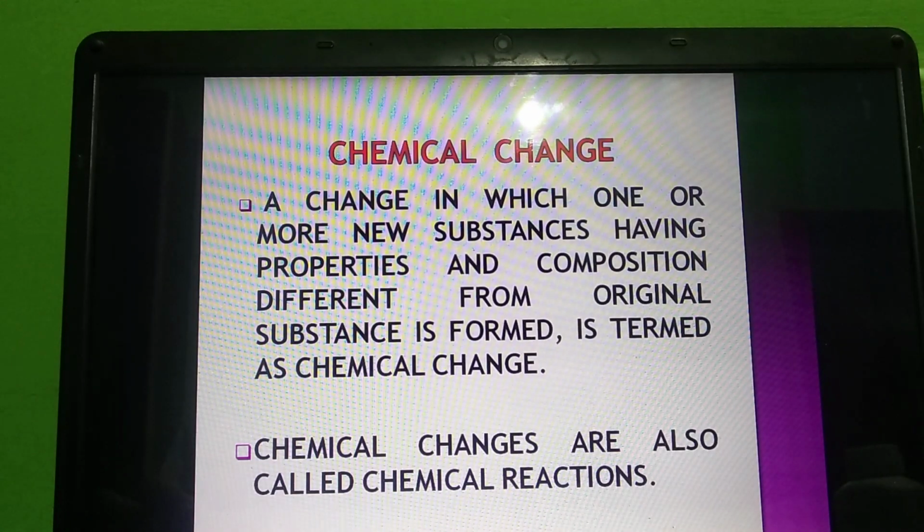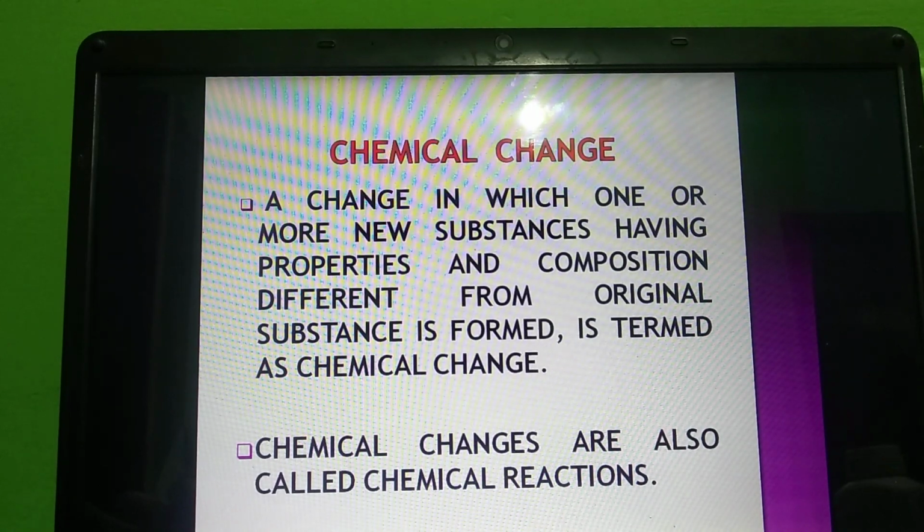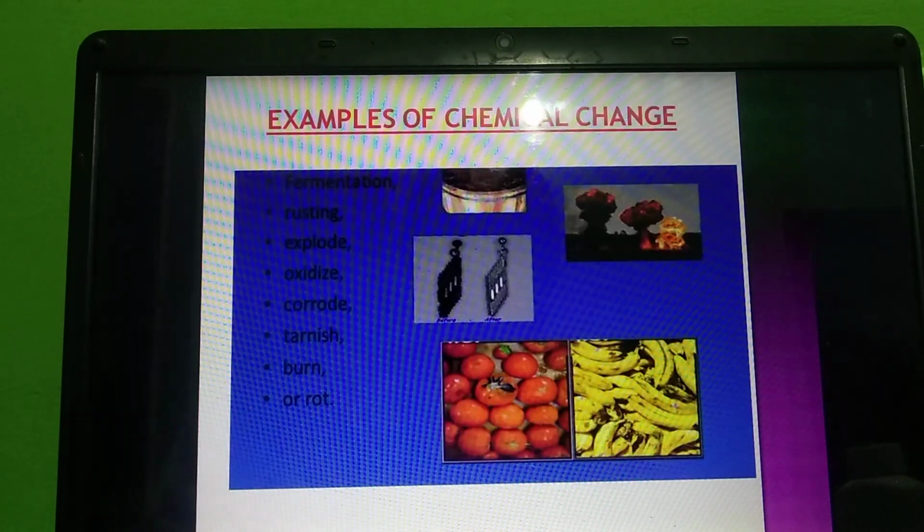Chemical change is a change in which one or more new substances, having properties and composition different from the original substances, are formed. That means a chemical change is a change in which new substances are always formed. Secondly, chemical changes are also called chemical reactions.